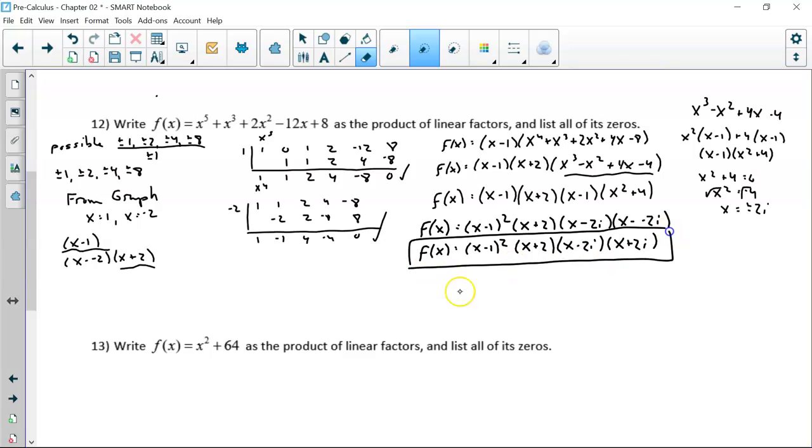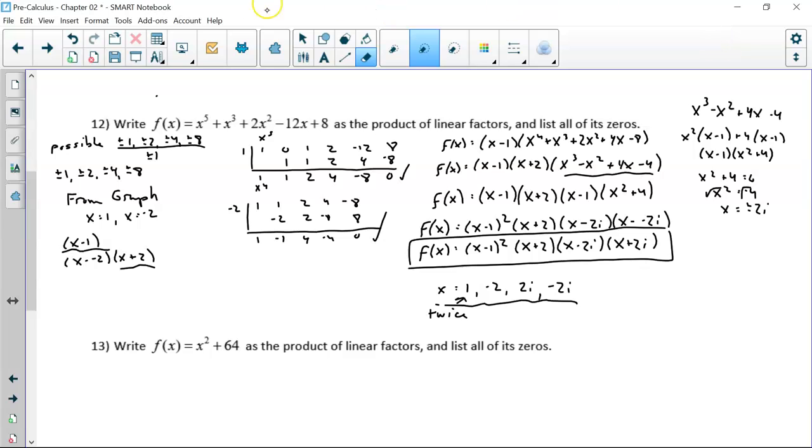And now the zeros, x equals 1, that's repeated. It's got a multiplicity of 2, and you'll see on the graph it actually bounces there. We have a negative 2, we have a 2i, and a negative 2i. There's our 5 zeros. And it's 5 zeros because the 1 is repeated twice. We count it twice. A little tricky. We'll be seeing these examples more often.